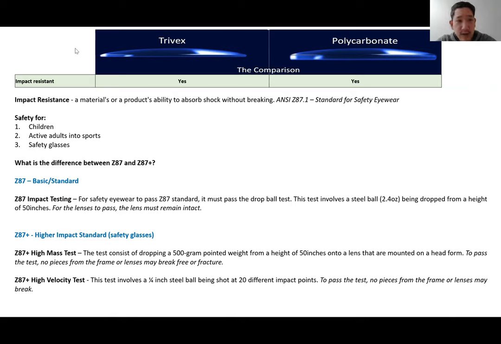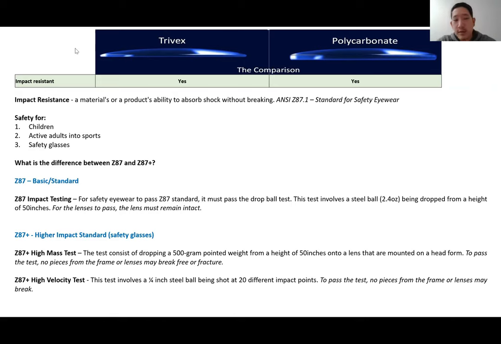Active adults into sports, those people who are playing tennis or squash, we need to make sure that we recommend them to get a polycarbonate lens or a Trivex to protect their eyes from the sports that they're playing. And last but not the least are safety glasses. For people who are working in a harsh environment, in construction, safety glasses are definitely very important. And as far as I know, it's one of the recommended things before you actually work in those fields.